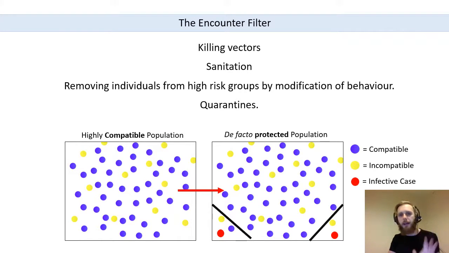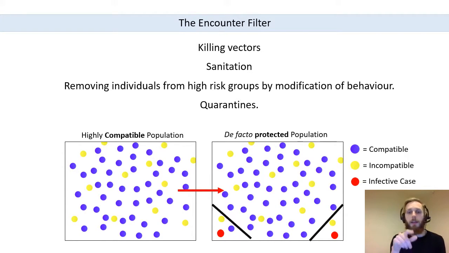And I have a little diagram at the bottom here. It's similar to the diagram we looked at in the last lecture, so I'd encourage you to compare it to that one. We start off with a highly compatible population. So this is just a normal population in which the majority of people are susceptible to the infectious agent. And what we looked at in the last lecture was how we can take a highly compatible population and turn it into a highly incompatible population by the various strategies we discussed. What we're looking at here is how we can take the same highly compatible population and turn it into a de facto protected population by reducing the encounter filter.